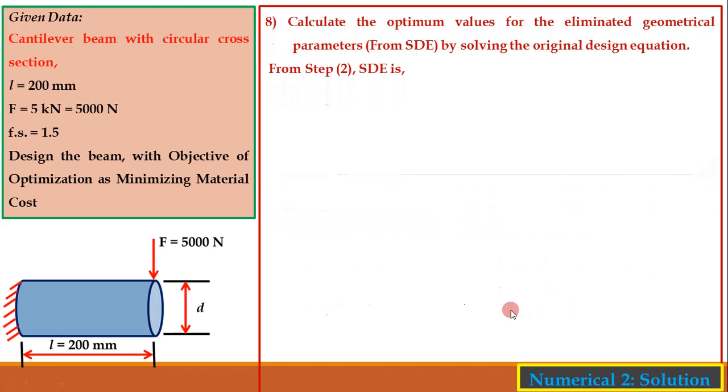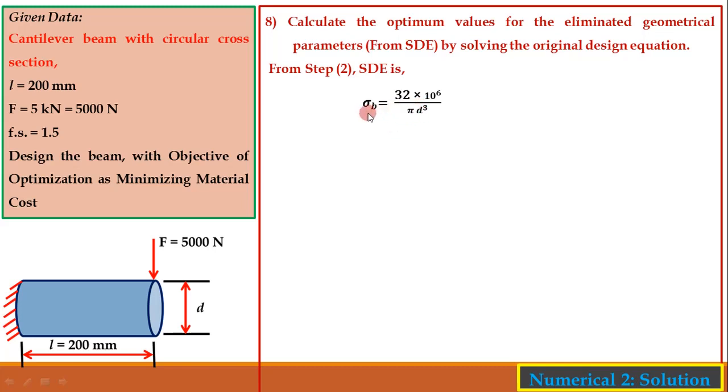Now second last step: calculate the optimum values for the eliminated geometrical parameters from SDE by solving the original design equation. So here we have to use the original SDE from step number 2, and we have to calculate the eliminated geometrical parameter. This is the equation of SDE, and indirectly here we have to find out this D.